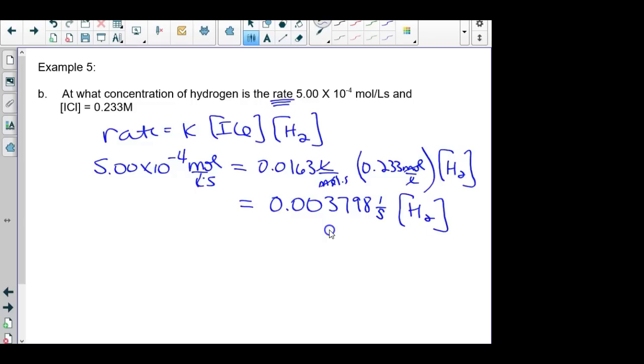Now, to get H2 by itself further, I'm going to divide both sides. So 5.00 times 10 to the negative 4th, divided by 0.003798, and I get my H2 to be 0.132 moles over liters.